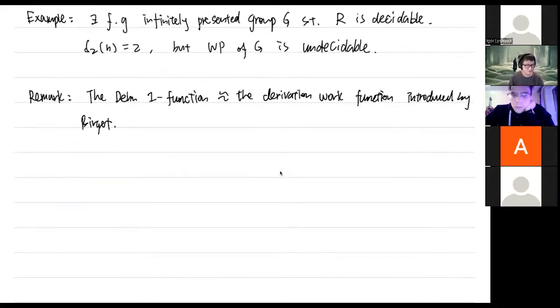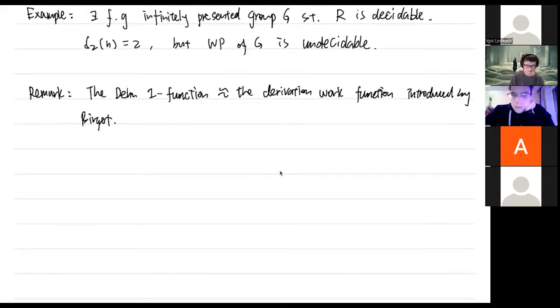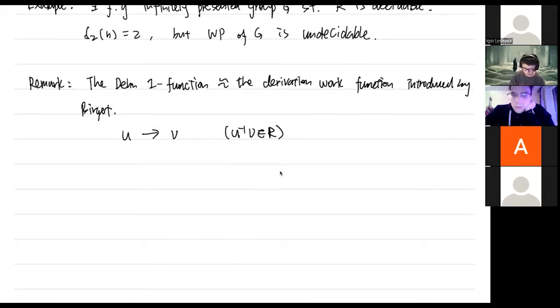Okay, so let me just explain what the derivation work function is. If we have a derivation, basically we start with a word U and replace it by V, a one-step derivation where U inverse times V is inside the set R. So the work of this derivation, U to V, is the sum of the lengths of the two words, the sum of the lengths of U and V.